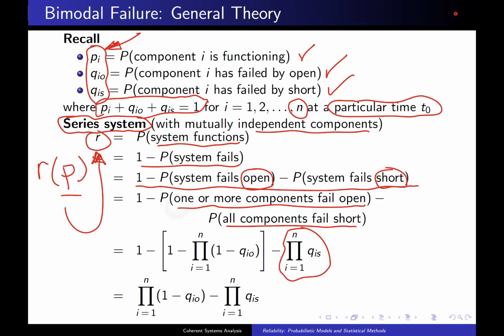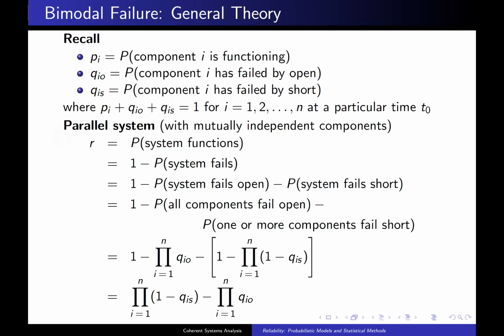When you have the situation where you're trying to find the probability one or more components fail open, instead of multiplying, you take 1 minus the product of 1 minus the probability of failing by open. You'll notice that the 1 minuses cancel here, and your final solution for the series system will be this quantity right here.